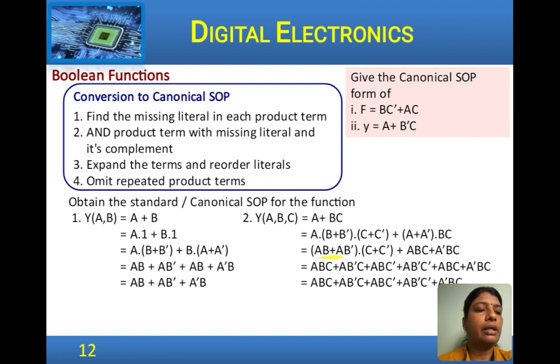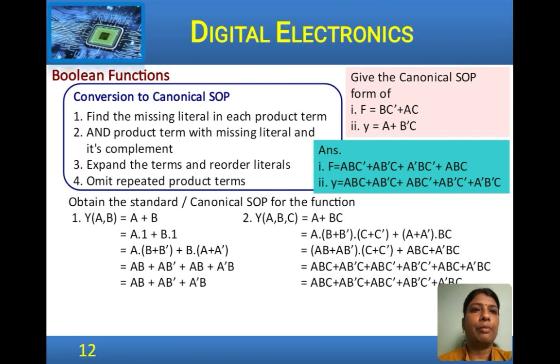Now, expand using distributive law, rearrange the literals and omit the repeated product terms and we get the standard sum of products. Again observe every product term has all the three variables either in their complemented or uncomplemented form. So now pause the video, solve the problem, check your answers and proceed.